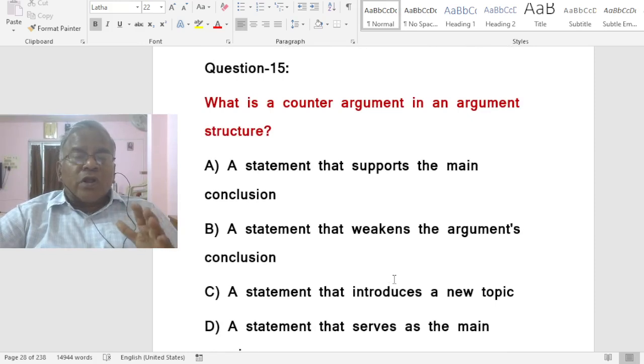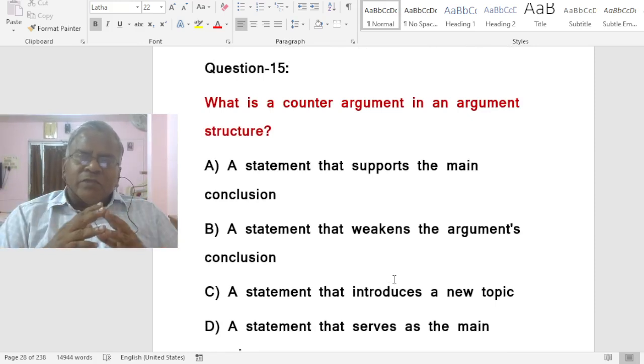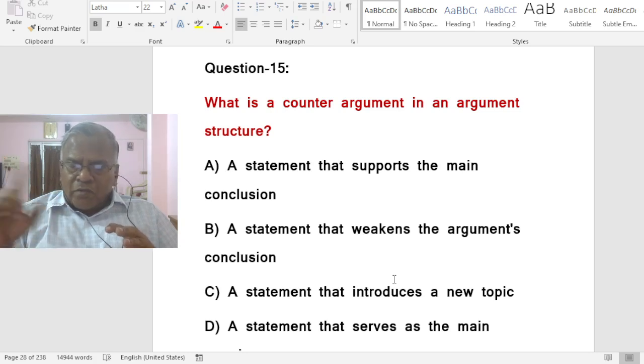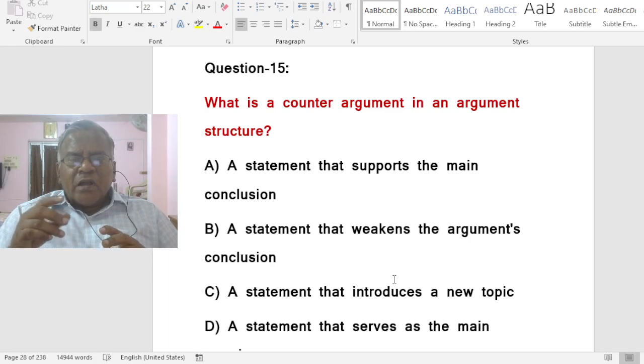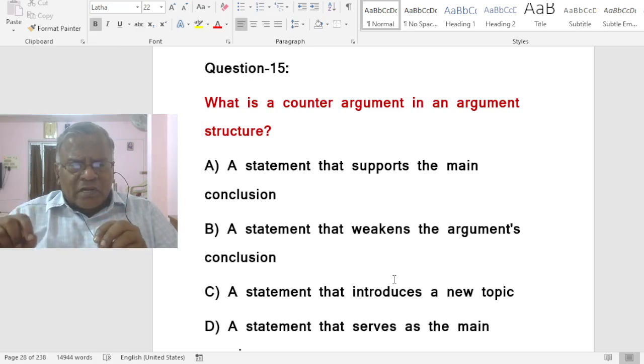See, the counter argument. See, the valid argument means what? Aristotle: all men are mortal, Aristotle is a man, Aristotle is mortal. Now, if you add one more premise, for example, all men are mortal, Aristotle is a man, Aristotle is a great person, something like that, it will not lead to the valid argument. This is a counter argument in a way. You are adding something new, and then it doesn't give the valid conclusion. That is the idea here.